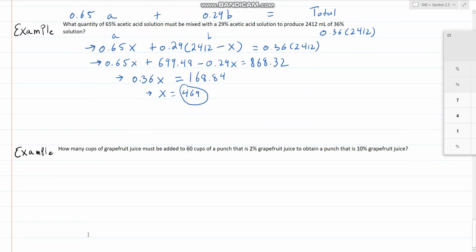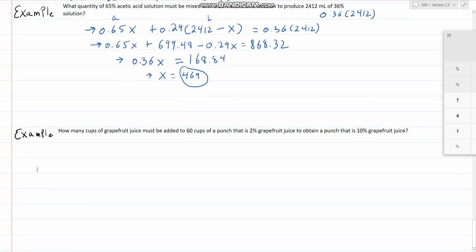All right, for my last example of these chemistry type problems, how many cups of grapefruit juice must be added to 60 cups of punch that is 2% grapefruit juice to obtain punch that is 10% grapefruit juice? This one is different than the other two problems we just did because, well, first let's identify this is a solution. We have A, and then we have B, and then there's the total. So if we add those, it has to equal the total.